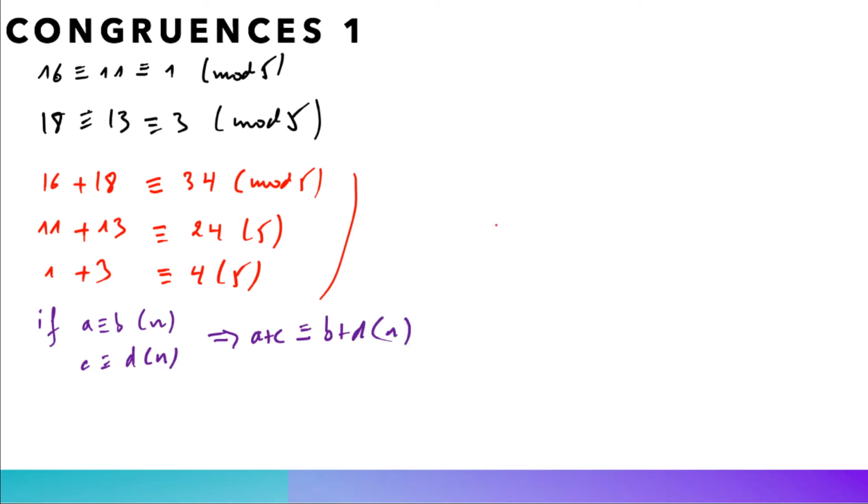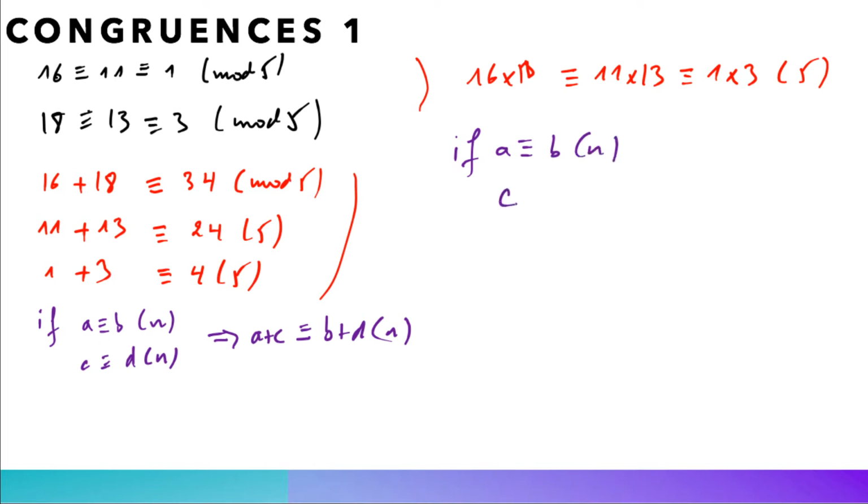Moreover, why would things work properly for multiplication? Namely, why from here we would have 16 times 18 is the same thing as 11 times 13, which is also 1 times 3 modulo 5. This is actually true, and if you would like to do this systematically, one has to prove that if A is congruent to B modulo n and C is congruent to D modulo n, then A times C is also congruent to B times D modulo n.